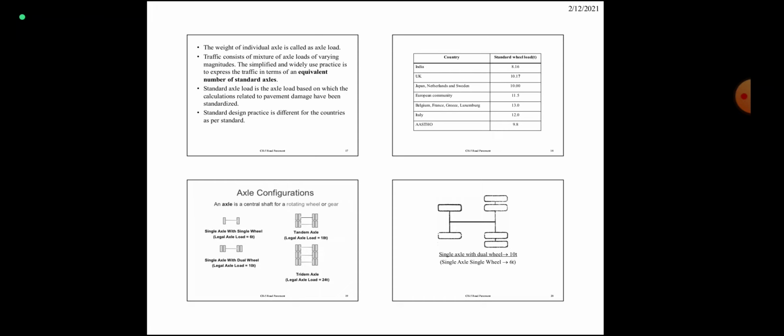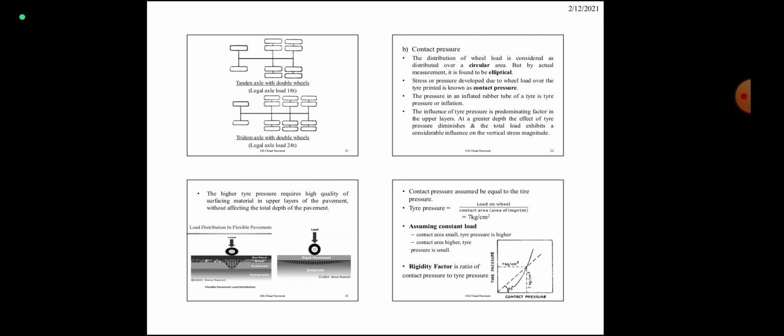Tridem axle: legal axle load equal to 24T. Single axle with dual wheel: 10T. Single axle with single wheel: 6T. Tandem axle with dual wheels: legal axle load 18T. Tridem axle with dual wheels: legal axle load 24T.